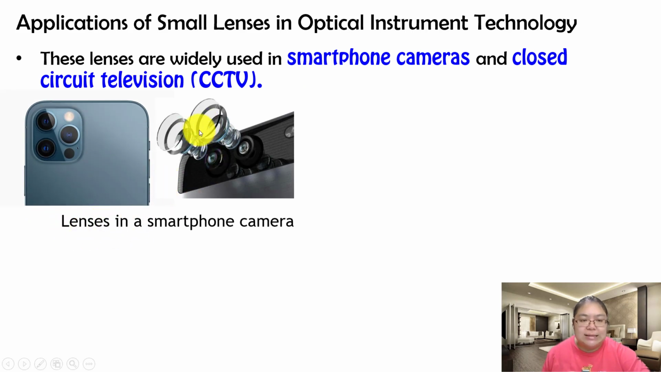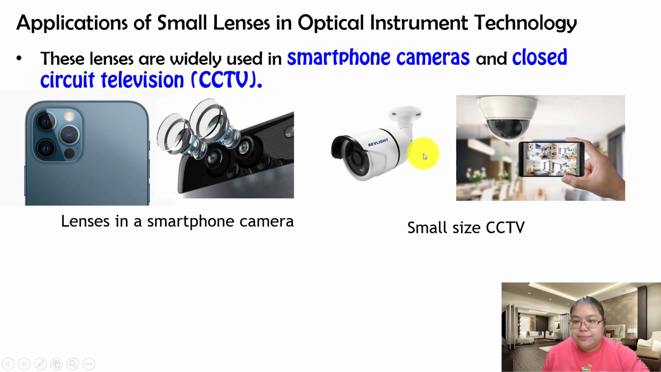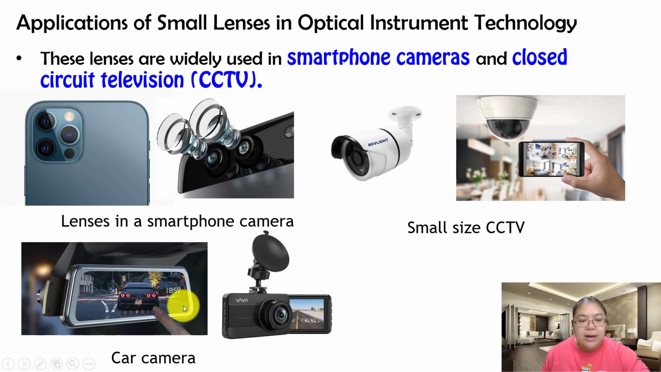So let's see the examples here. This one is a lens in a smartphone camera. So that's why you can find they are very small in size only. Another one is your CCTV. They are also using lenses. Another one is your car camera. They are also using optical instruments. There are lenses, but the size should be smaller, because you want the application or device to be a smaller size. So they want to make the lenses an even smaller size.